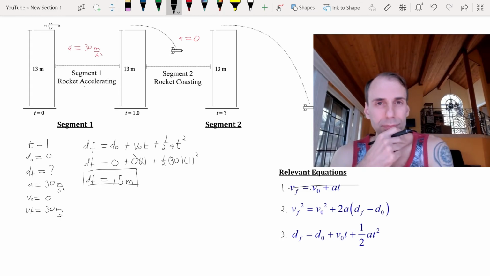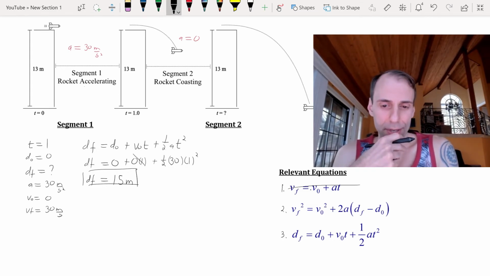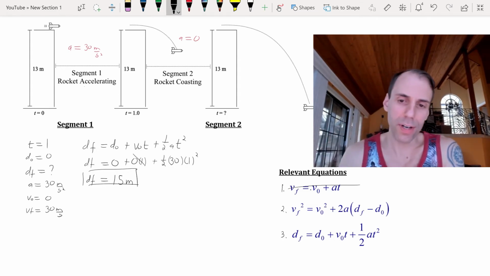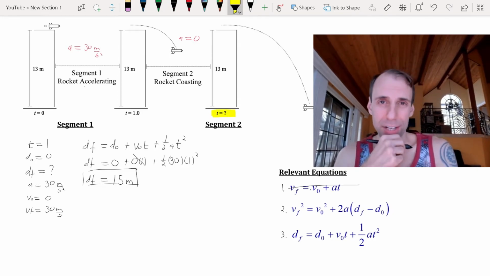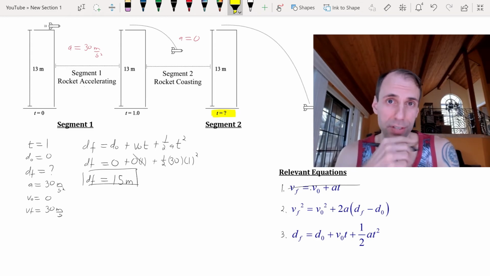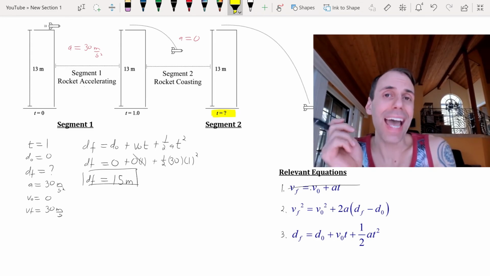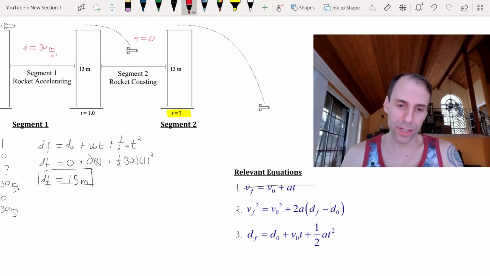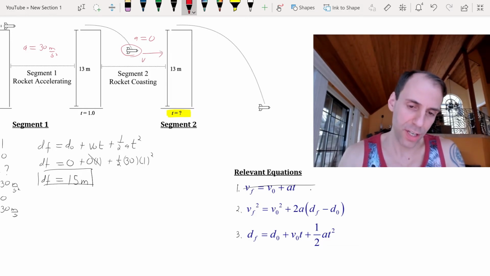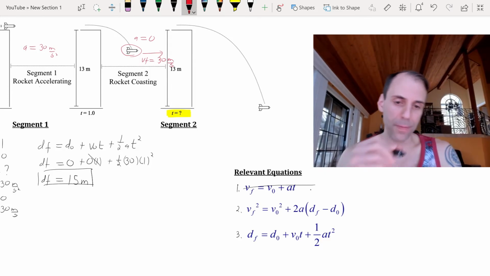Now, during the second segment, we have this difficulty, right? We don't know the time that it's traveling during the second segment for. If we had that time, right? And by the way, to remind us of the physics, this rocket is just coasting with a final velocity of 30 meters per second.